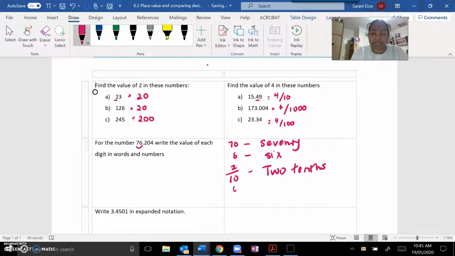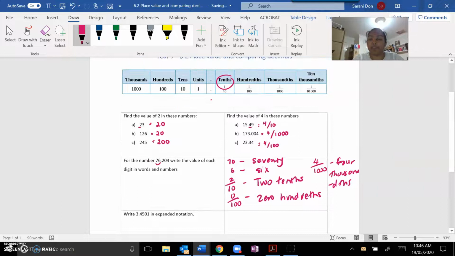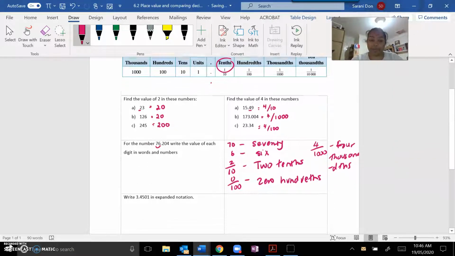The next one is 0 out of 100, but this is the next column down. So I'll write this as 0 hundredths. Be careful, remember it's THS at the end. And the last 4 is, I'll write it here, 4 out of 1,000, so that's 4 thousandths. So remember, use this table to help you out if you're struggling with it.